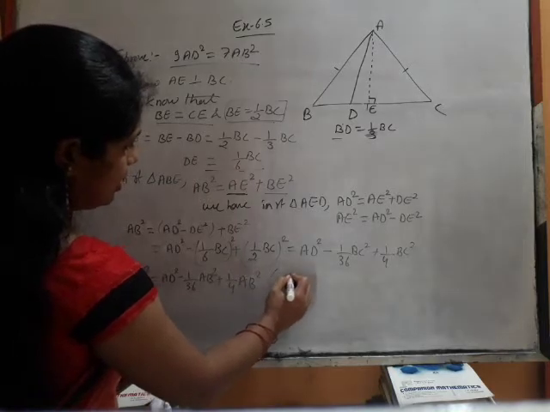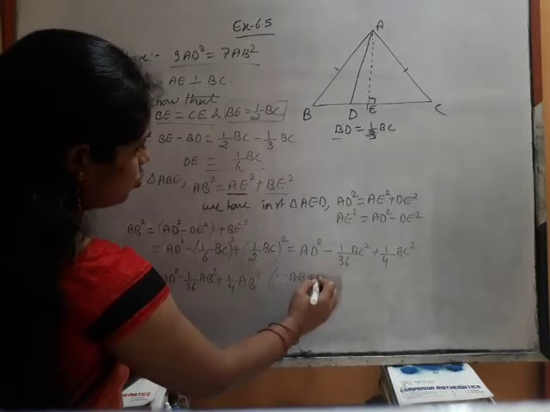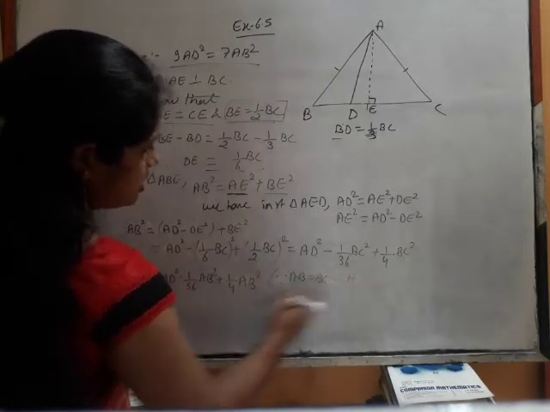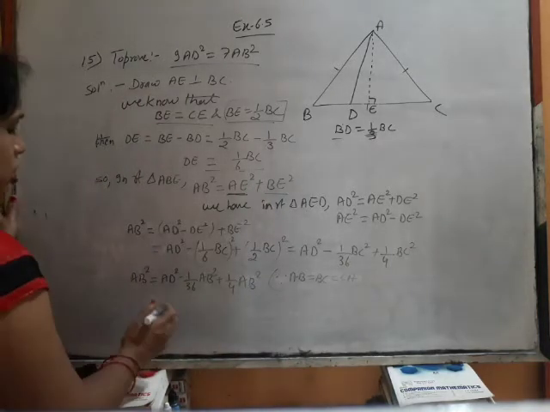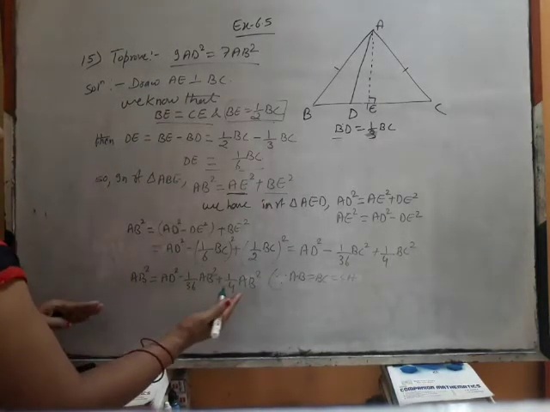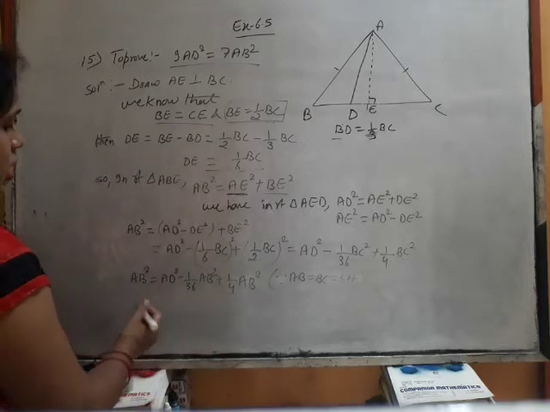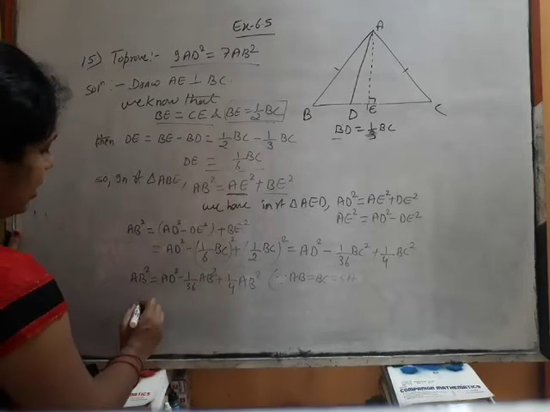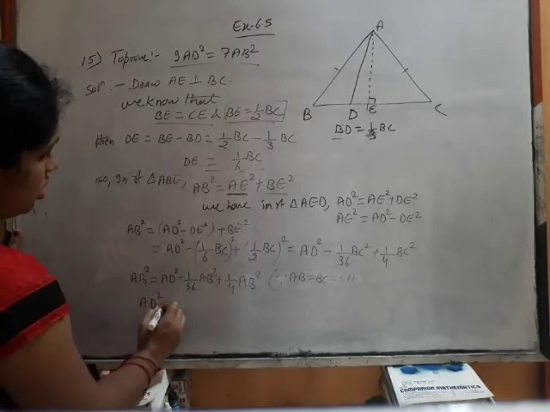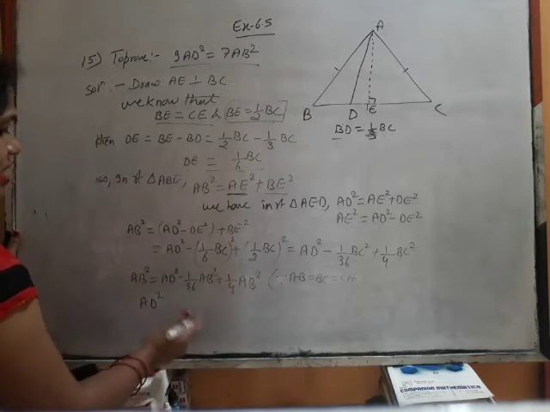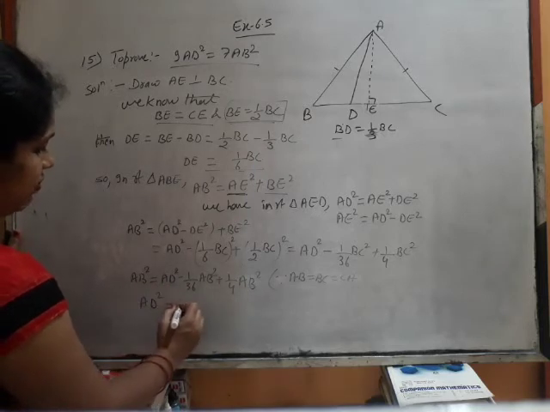Why? Since AB is equal to BC is equal to CA. It is given. So we need AB on the other side. So this AB can be shifted to this side. AD we will bring out. We will keep it on the right-hand side and everything will shift to the left-hand side.